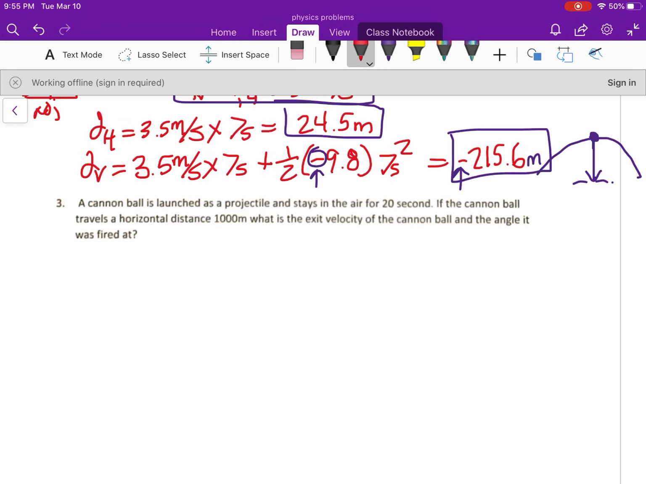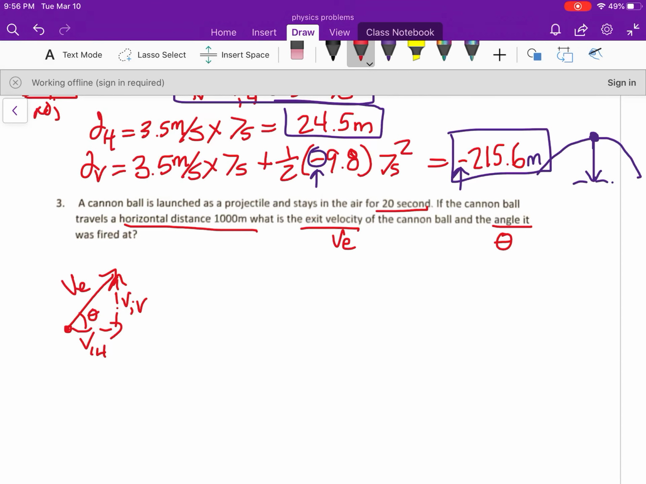Okay, question 3. A cannonball is launched as a projectile and stays in the air for 20 seconds. If the cannonball travels a horizontal distance of 1,000 meters, what is the exit velocity? And again, when I'm asking the exit velocity, I'm not asking for the horizontal or the vertical. I'm asking for the component of both. So we want to solve for our exit velocity, and we want to solve for our angle, theta. Okay, so I want to solve for this angle, and we'll call it theta. Okay, and I want to solve for this VE here, given that we find our VIH and our VIV.